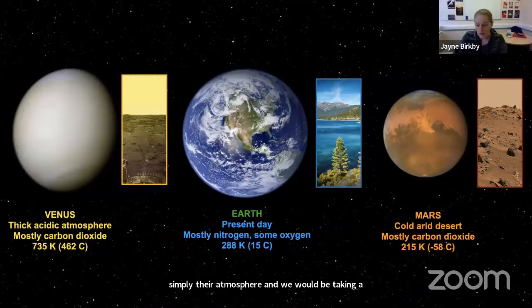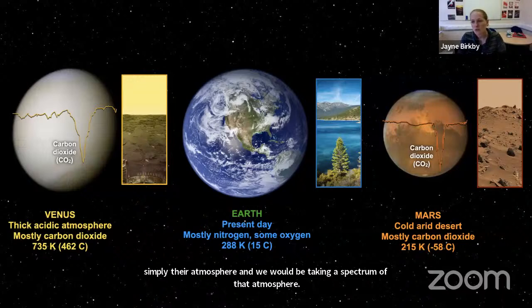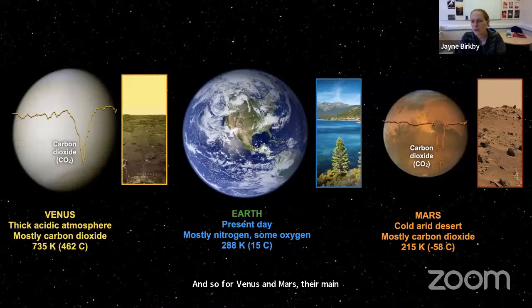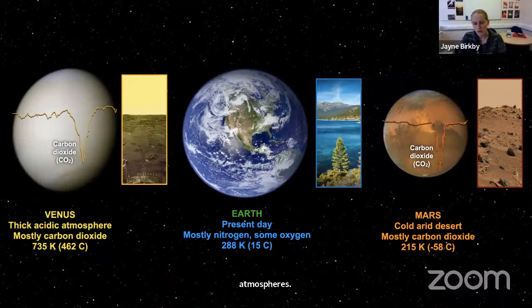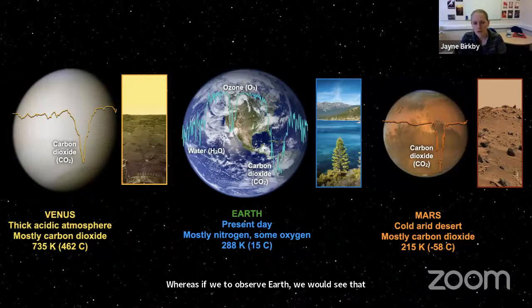And so for Venus and Mars, their main spectral feature is this carbon dioxide band down at about 15 microns. It's showing you one of the main constituents of their atmospheres. Whereas if we were to observe Earth, we would see that CO2 feature. We would also see other features from water and ozone in this particular wavelength range.